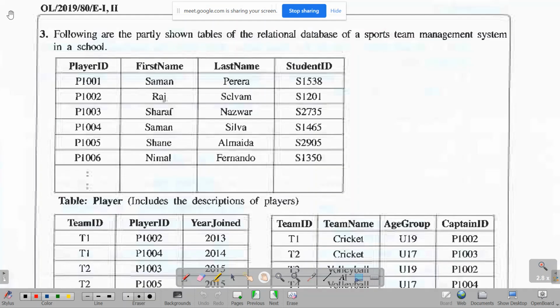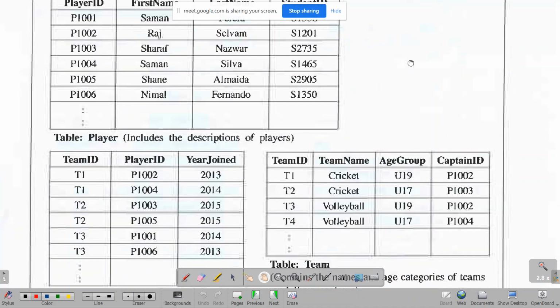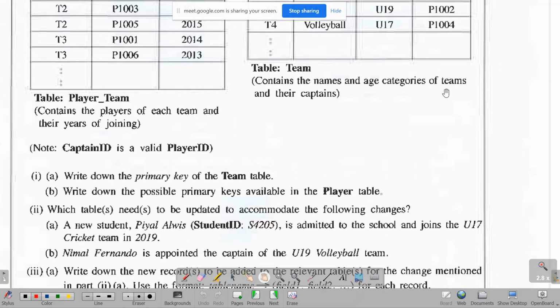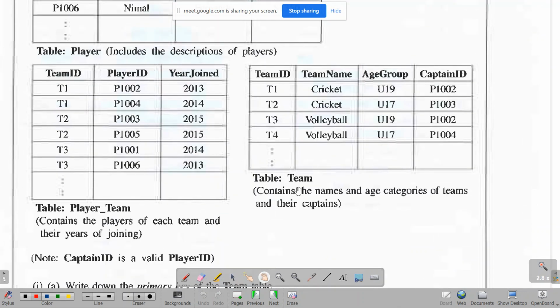Right. So let's go with this. There are three tables. The player table is there, the team table is there, and something called player team is there. Right? And they have said specifically that the captain ID is a valid player ID. Now, captain ID means what? The thing that we are finding over here.